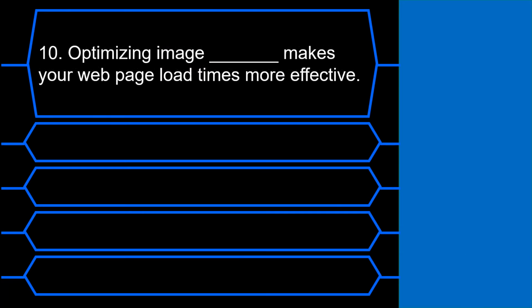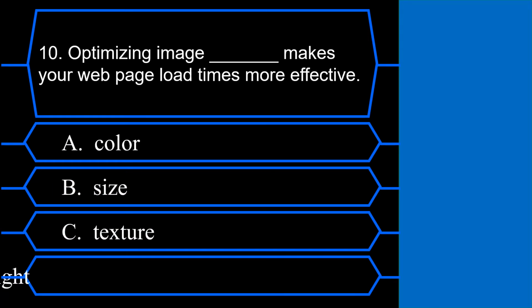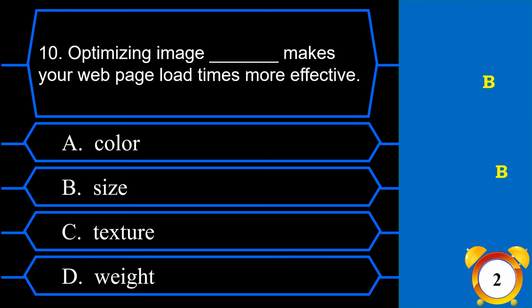Number 10, the last number. Optimizing image blank makes your web page load times more effective. A. Color. B. Size. C. Texture. D. Weight. Type your answer now. Go! The answer is letter B.